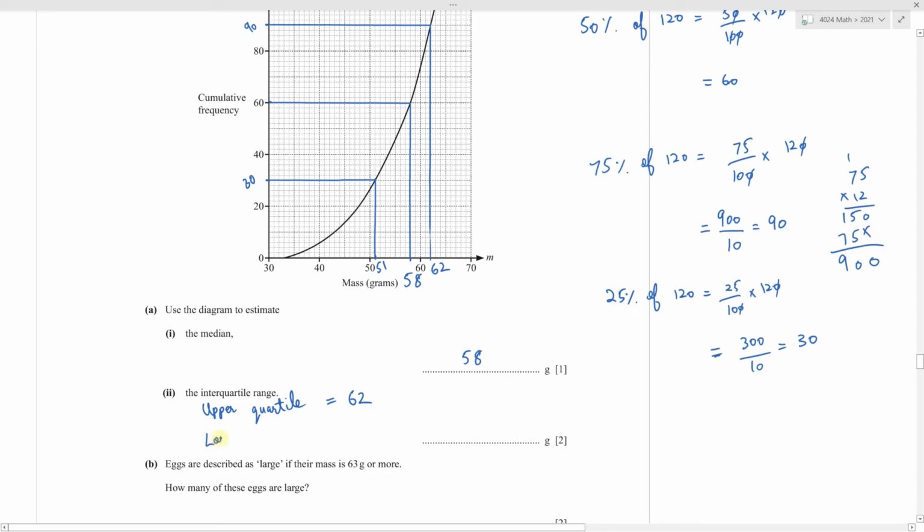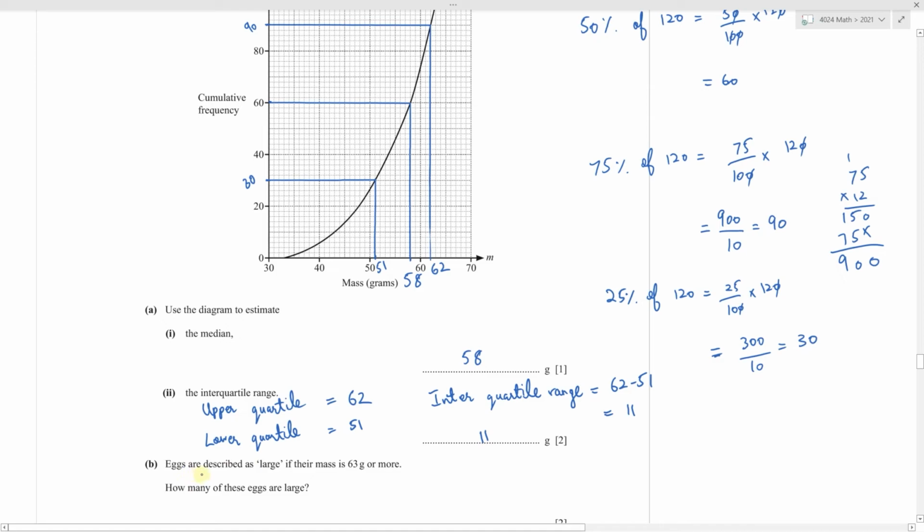So your lower quartile is 51, and then your interquartile range would be 62 minus 51, which is 11 grams. So 11 grams is your interquartile range.